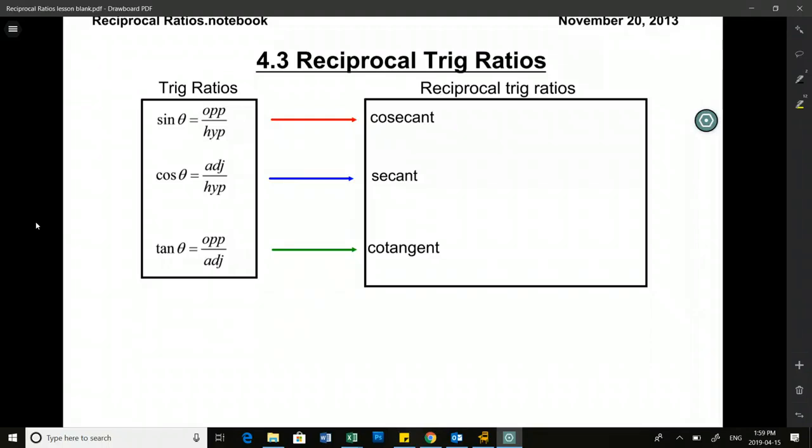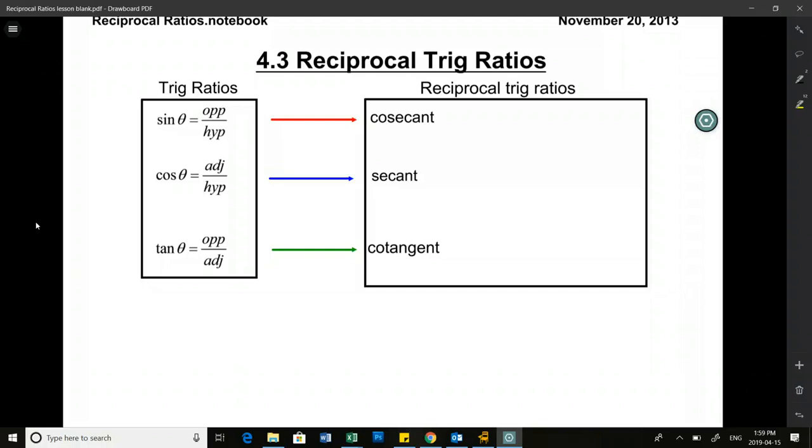Okay, so our primary trig ratios, the ones we know and love, are the SOHCAHTOA trig ratios, right? Sine, cosine, and tangent. And we have what are called secondary or reciprocal trig ratios, and their names are cosecant, secant, and cotangent, and they are essentially just the reciprocal of the three primary trig ratios.